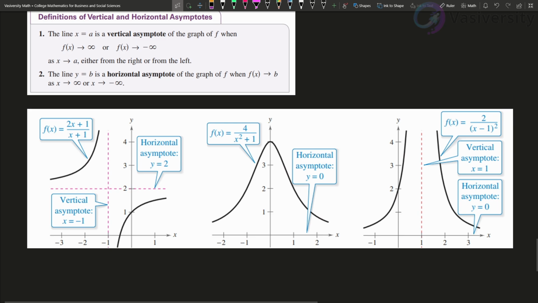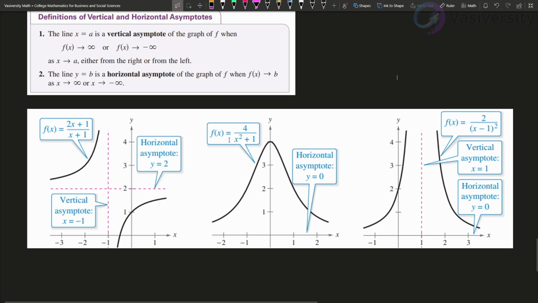Here is also an important thing to remember, which we will talk about: the powers. The powers of the polynomials will tell us when we have horizontal asymptotes. Vertical asymptotes usually come from the denominator, right? So we know that x must not be equal to -1, so that's going to be our vertical asymptote.